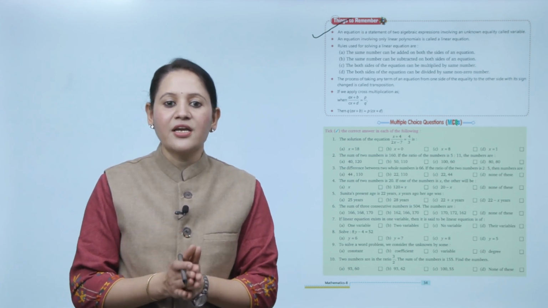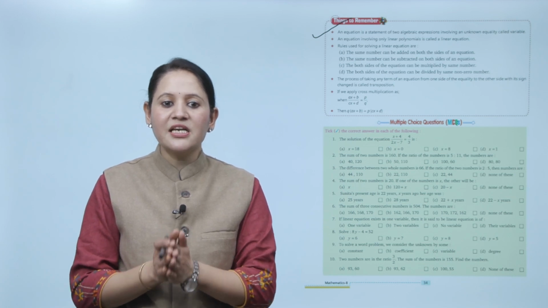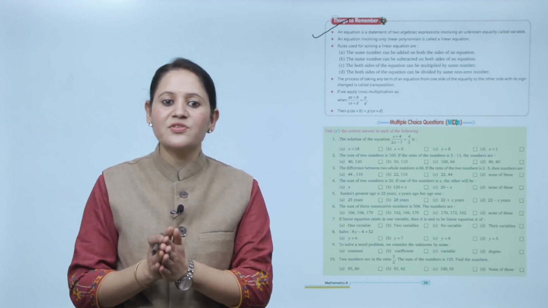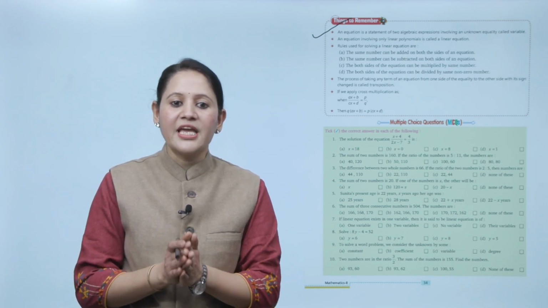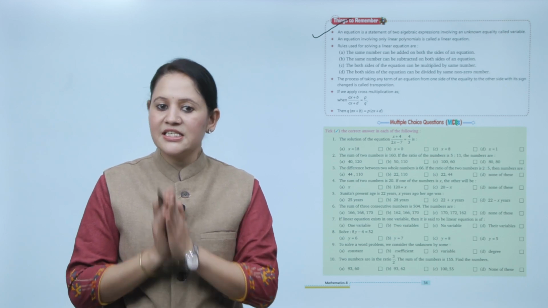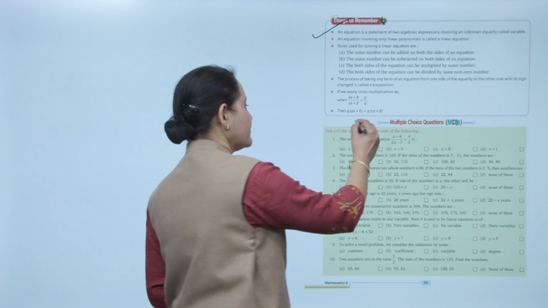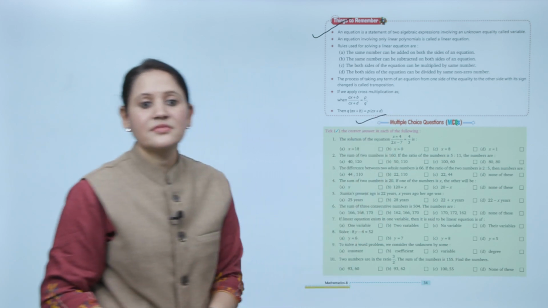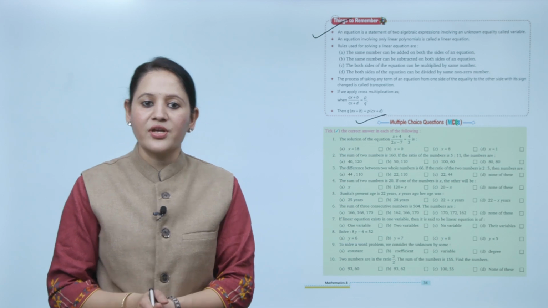If we apply cross multiplication, when (ax plus b) upon (cx plus d) equals p upon q, then q into (ax plus b) equals p into (cx plus d). Next is multiple choice questions. Choose the correct answer in each of the following.